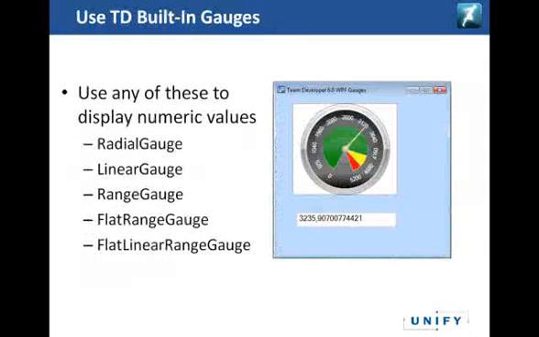TD has built in several WPF gauges. This one is the range gauge. The screenshot that you see, we have a radial, a linear gauge, range gauge, flat range gauge, and flat linear range gauge. And you can set a number of properties in the XAML snippet to initialize them, and then you can also control the behavior at runtime if you like. So you can display your sales figures using a gauge.